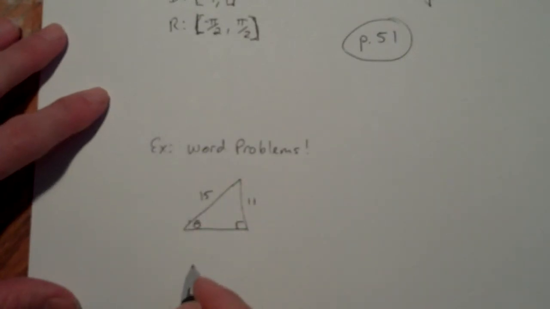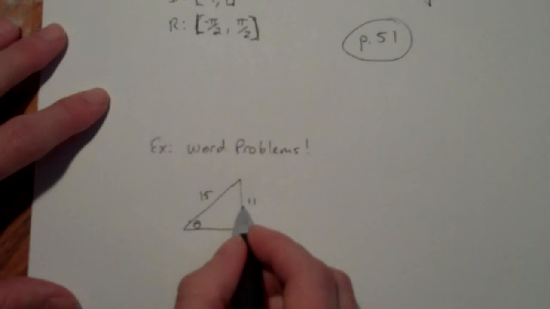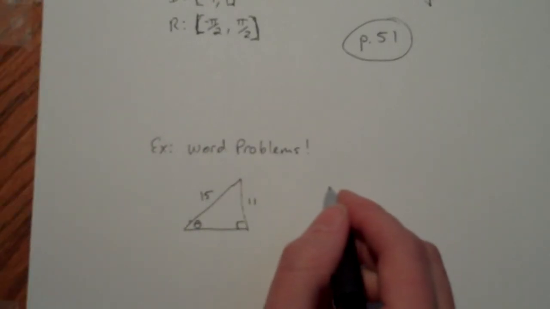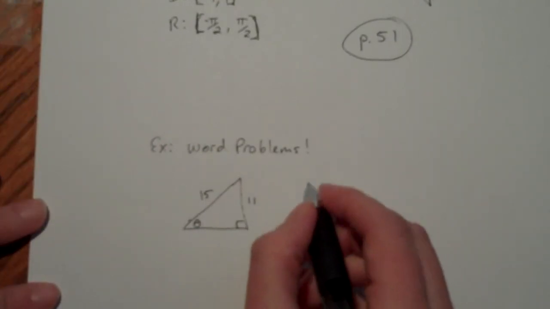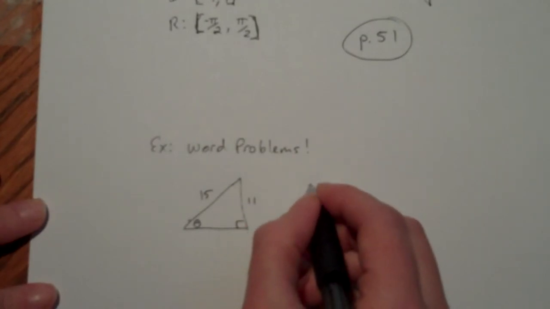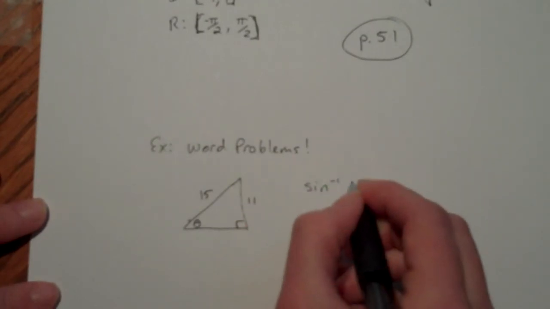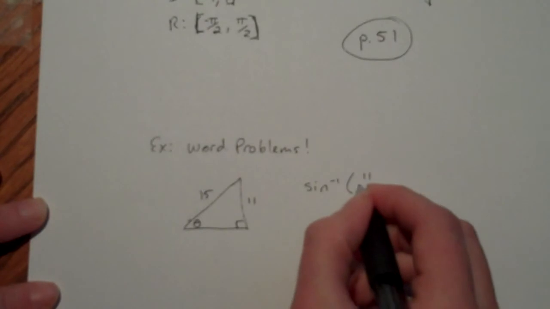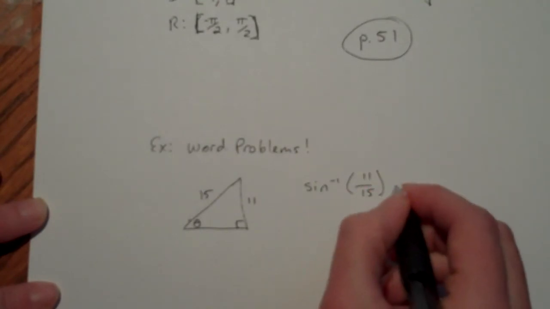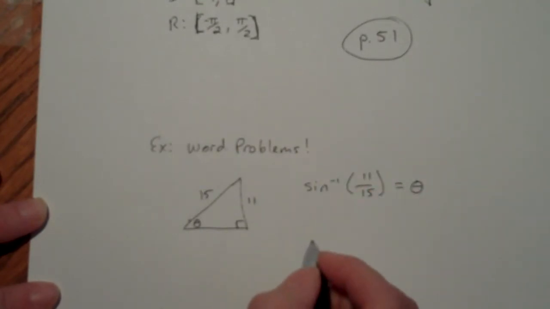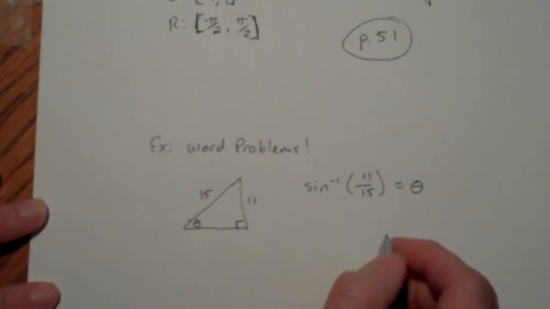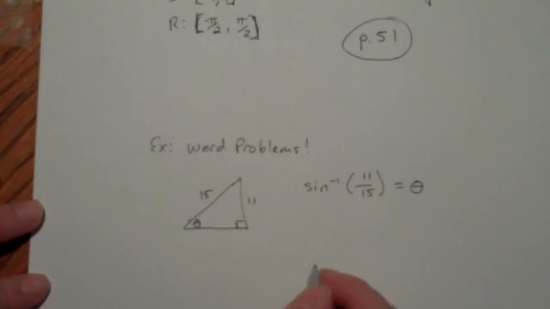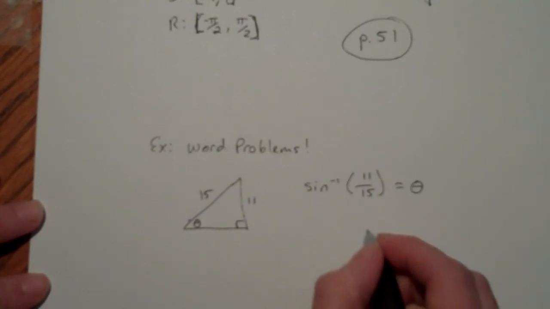They're not always going to give you those 2 sides. But because I have the opposite and the hypotenuse, that should make you think of sine or cosecant. But my calculator has a sine button, so I'm going to use inverse sine. So the inverse sine of the opposite over hypotenuse, 11/15, equals theta. You can plug that straight into your calculator. Make sure your mode is in radians. And I know that's a hassle, but go ahead and do it anyways.